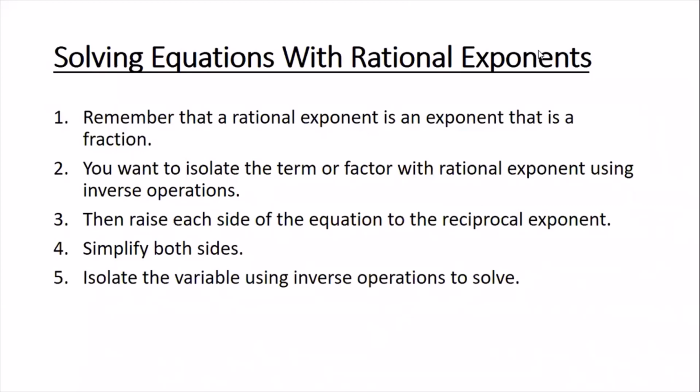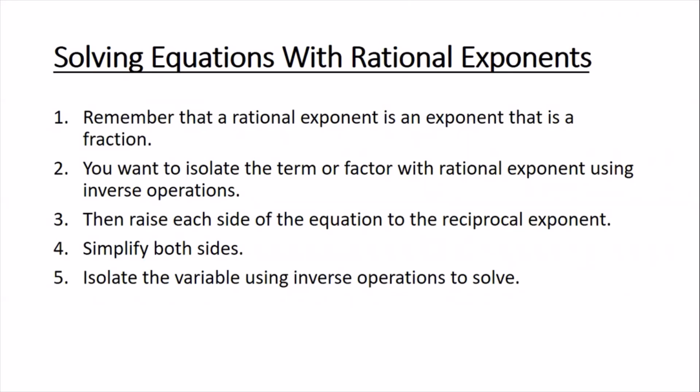So we're gonna be solving equations with rational exponents, okay? It's gonna get a little different here, and there's a couple ways of solving this. But the main thing you want to remember is that a rational exponent means that you have an exponent that is a fraction, okay? Second, you want to isolate the term or factor with the rational exponent using inverse operations. So you want to get it by itself, okay? And then you want to raise each side of the equation to the reciprocal of the exponent.